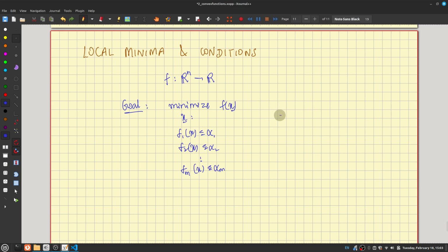But equivalently, these constraints define some set. Okay, that's what we call the constraint set. So the same as saying we want to find the minimum of f of x such that x belongs to some set. Let's call it omega. Okay, omega is our constraint set.